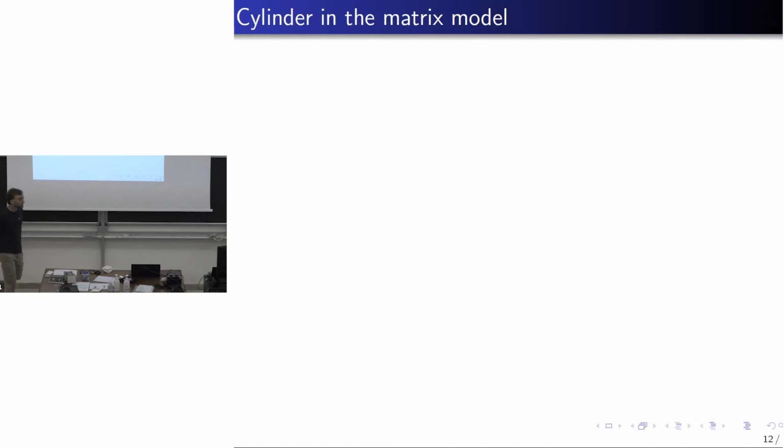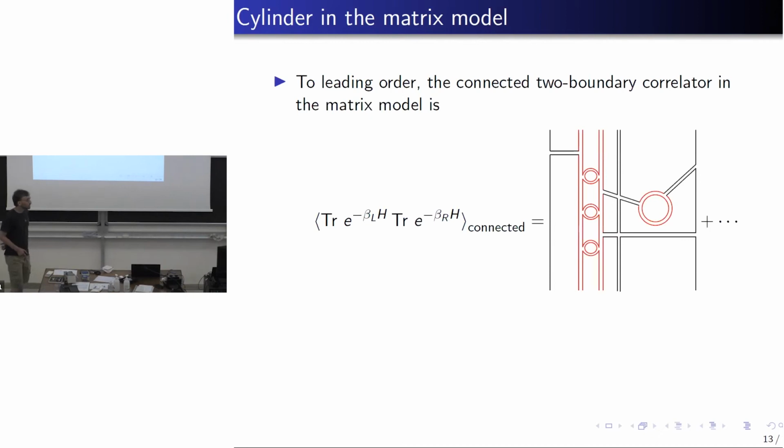So let's talk about the cylinder. We're interested in the two-boundary connected correlator in the matrix ensemble here. Again, I just take two partition functions, multiply them together, subtract off the disconnected part, and then at leading order in the genus expansion, you're instructed to sum over TÜV diagrams with a cylinder topology. I've just drawn an example of such a thing here.